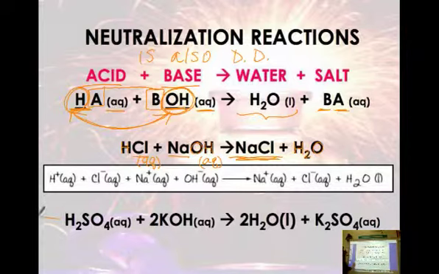Here's another example that you didn't see. I'll show you a couple more. Here's how it happens again. How do I know this is an acid? H2SO4. How do I know this is a base? It has an OH. Here's my water, H plus the OH. What's left? The K bonds with the SO4. You get K2SO4.